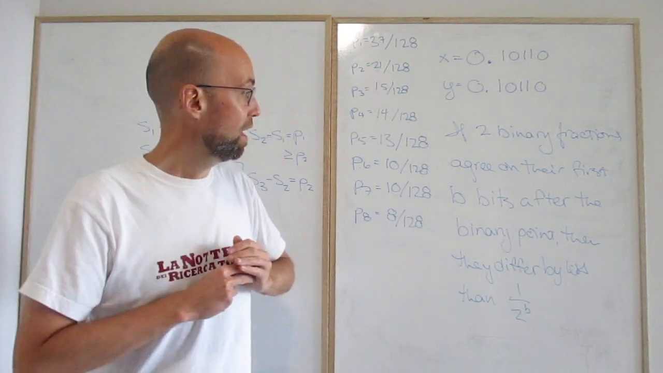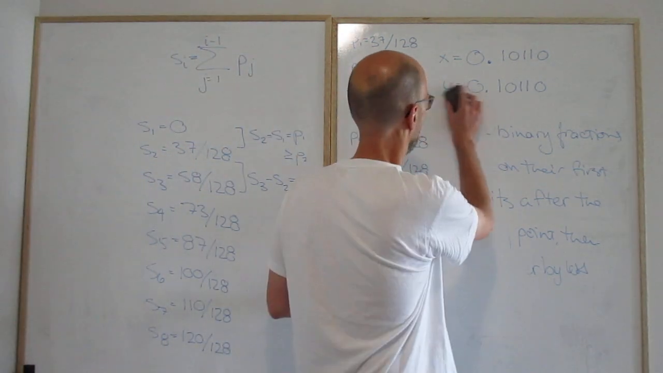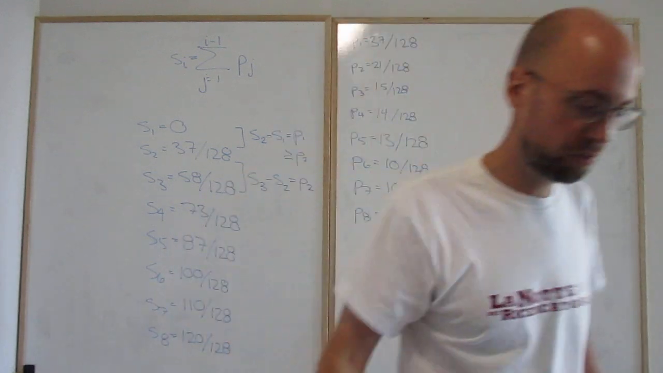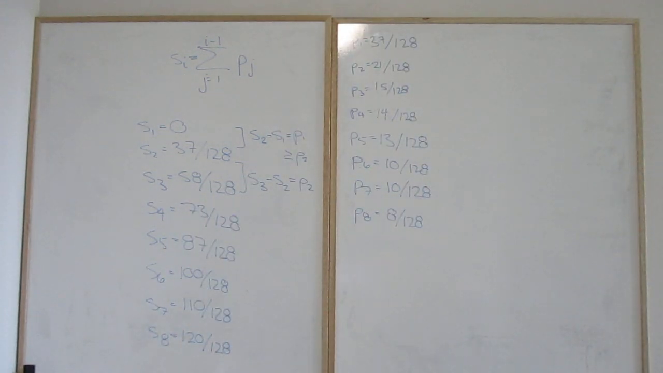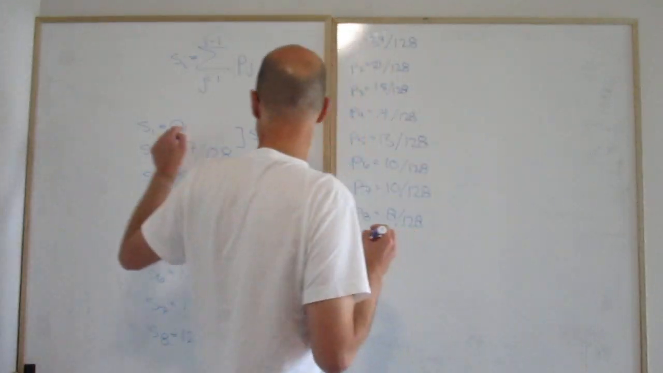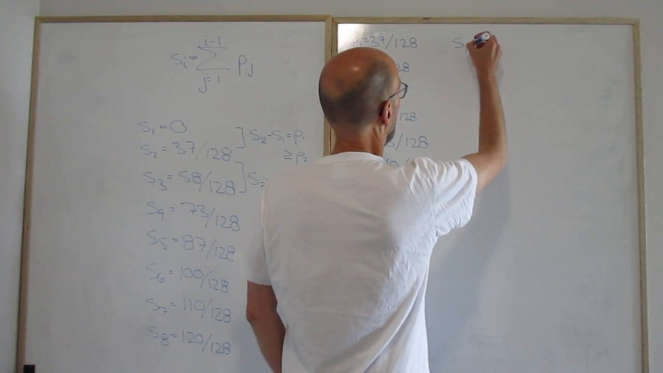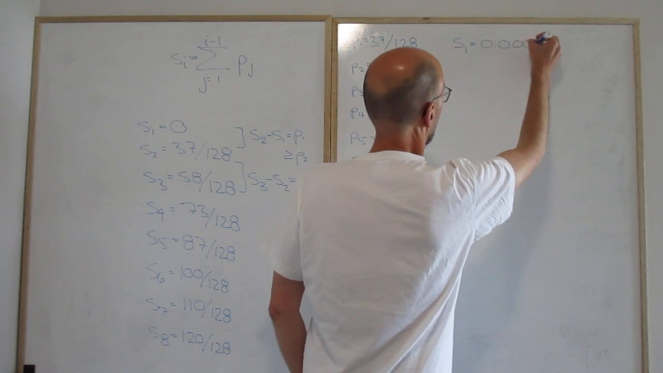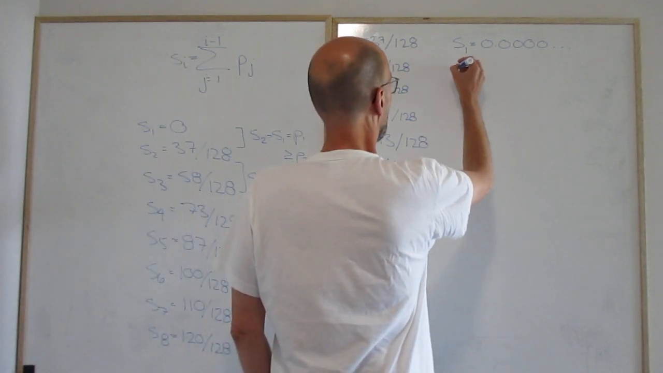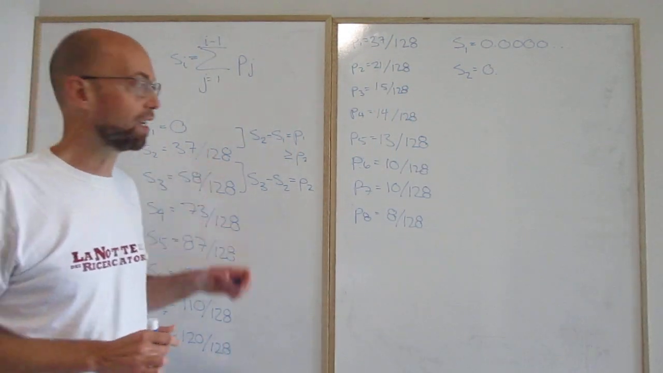So therefore, if we get rid of this, and we do, we just check that this is recording. Yes. We work this out, so we view this as a binary number. S1 is 0.0000 and so on, because it's 0. So S2 equals 0. And this is why I chose the denominator 128.